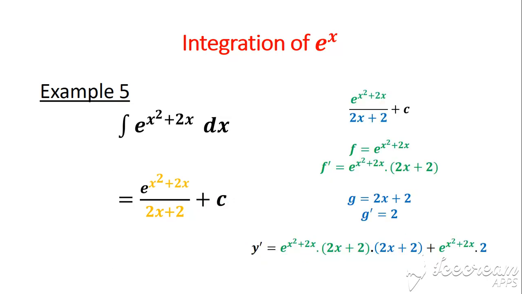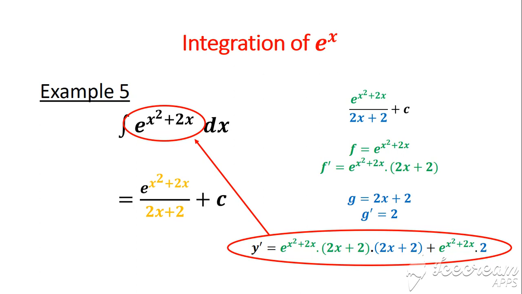So just have a quick look at what would have happened if I took e to the power of x squared plus 2x divided by 2x plus 2 and differentiated it. I would have got this function at the end, and this is not equivalent to the original. So be careful of this. We're going to show you ways to deal with more complicated functions like this later.